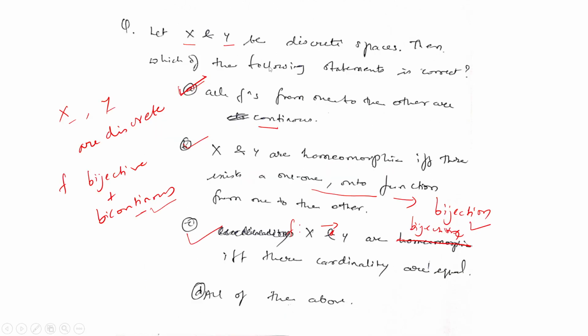The first question is: let X and Y be discrete spaces, then which of the following statements is correct? Is it A, that all functions from one to the other are continuous? Or is it B, that X and Y are homeomorphic if and only if there exists a one-one onto function from one to the other? Or is it C, that f from X to Y are... okay, just discard this third one. So just list out which of these conditions is true.